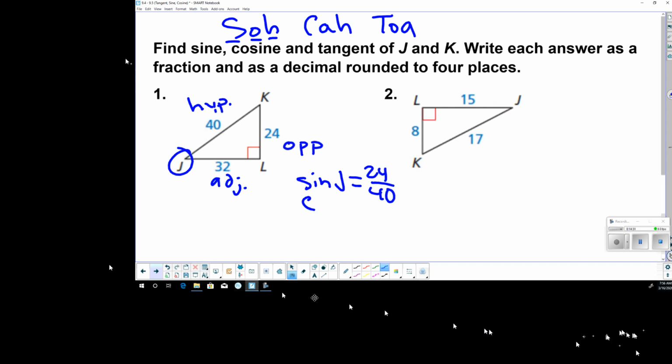The cosine of j is equal to, the cosine is adjacent over hypotenuse. That'd be 32 over 40.